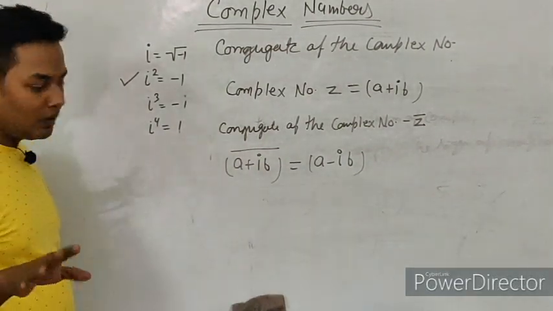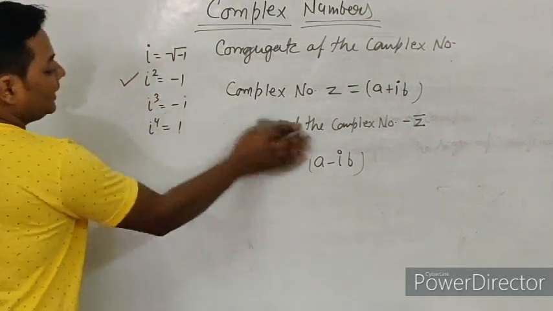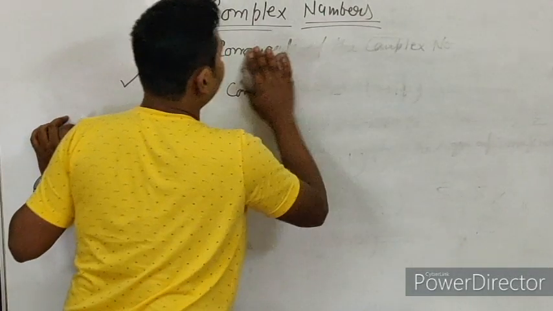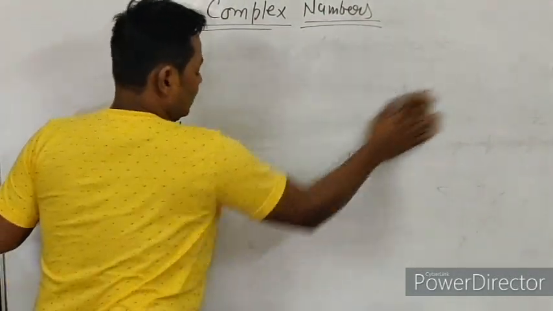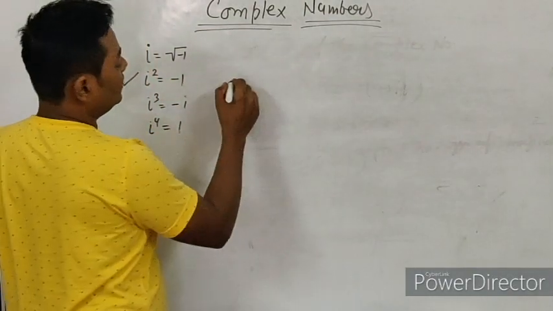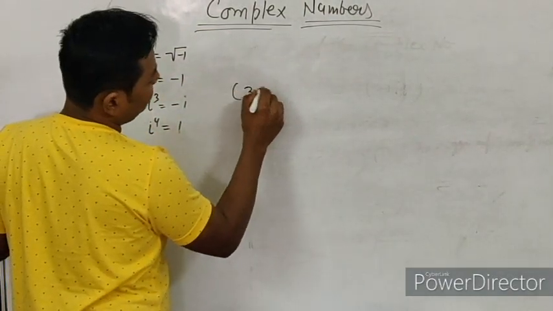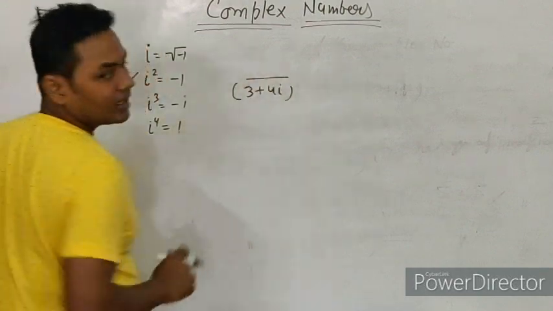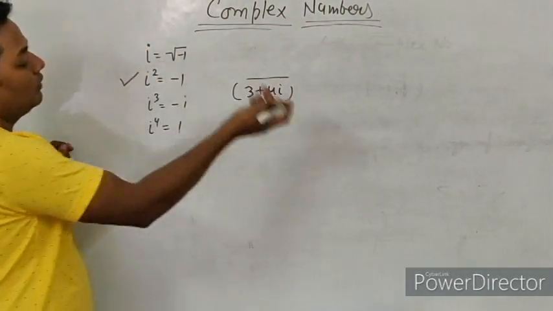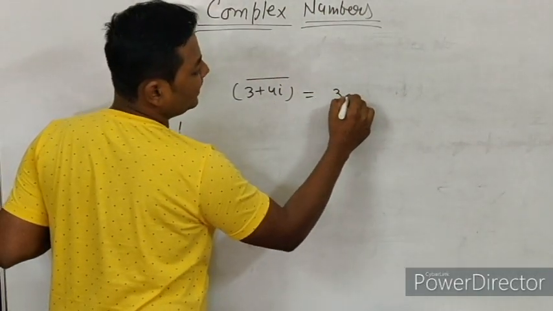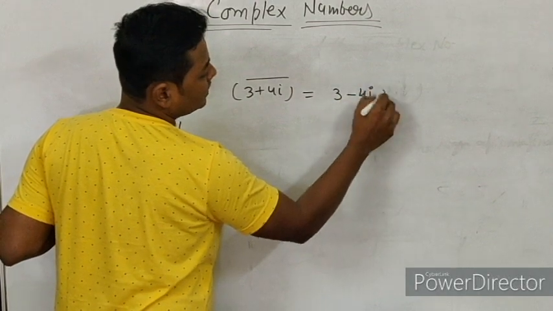Clear? Okay, I'm taking a question. If someone asks, taking the example 3 plus 4 iota, if the form is given, then how will we change? It will become 3 minus 4 iota.